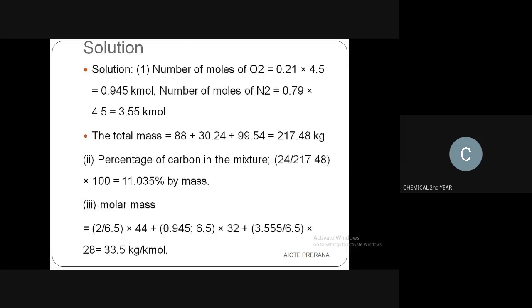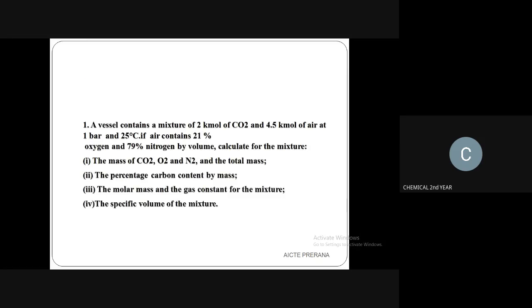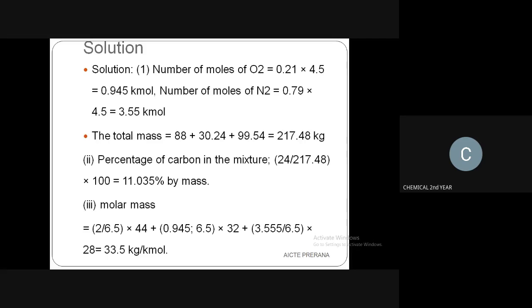Okay, so for finding out the answer, the molar mass unit is kg per kilomole. So you have to convert it with the help of unit conversion. So you are dividing each and every mole, that means carbon dioxide, oxygen and nitrogen, by 6.5 and multiplying by the molecular weight, each and every molecular weight. So 2 kilomole is carbon dioxide. So 2 divided by 6.5 into 44, the molecular weight of carbon dioxide.